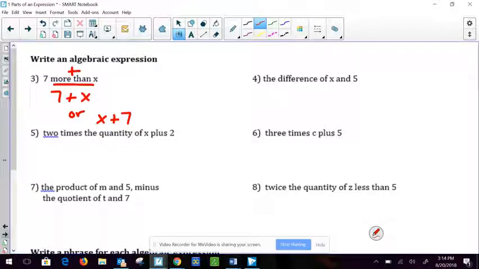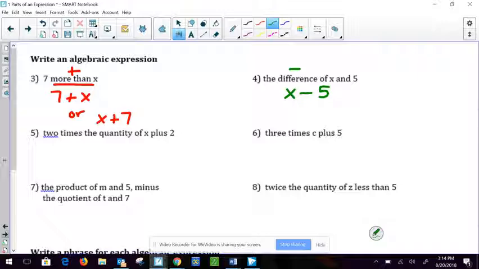Looking at number 4, it says the difference of x and 5. Again, if you flip to the front, you can double check your math here, but the difference is referring to subtraction. So if it's the difference of x and 5, you would have an x, you would have a 5, and you're subtracting them.